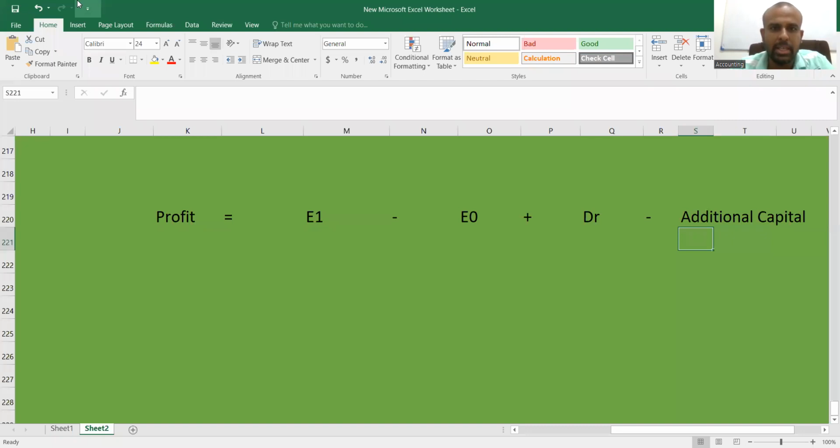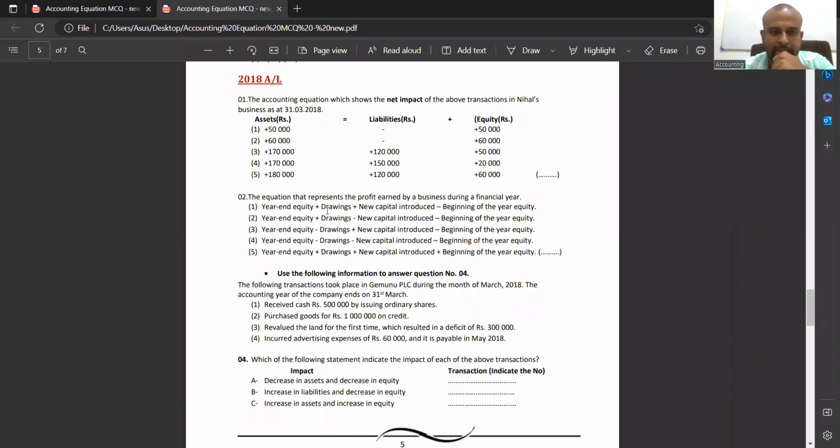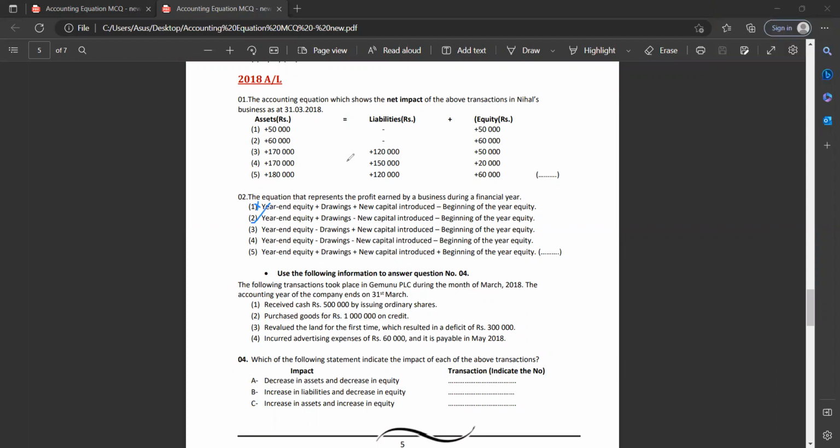So then based on the information given here, what's the correct answer? Year-end equity is fine. Drawings has been added. Newly introduced capital also has been added. Therefore, this is not correct. Second one, closing equity plus drawings minus, yes. So this sounds correct, right? But these three are wrong, right? Which one is the correct answer? Answer number 2 is the correct answer for this particular 2018 question number 2, right?